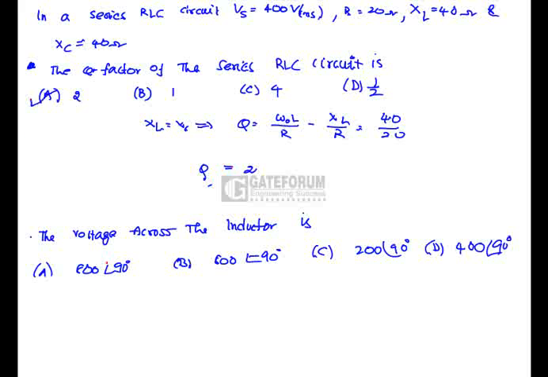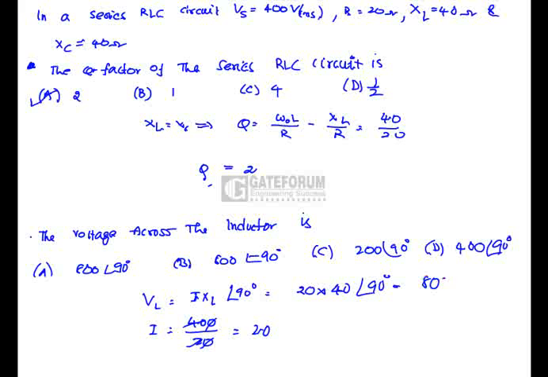Coming to the second part B, the voltage across the inductor. VL is nothing but I XL at 90 degrees. Here XL is 40. I is nothing but 400 volts VRMS divided by 20, that is 20, which is nothing but 20 into 40 at 90 degrees, which is 800 at 90 degrees. That is option A is correct.